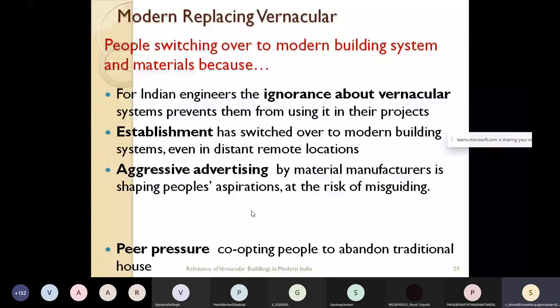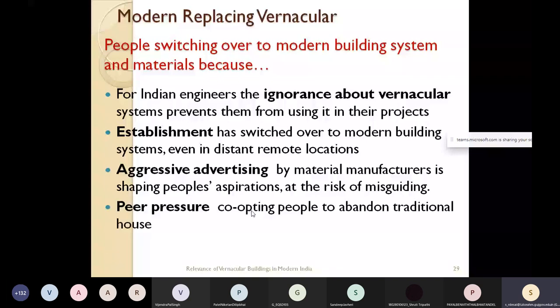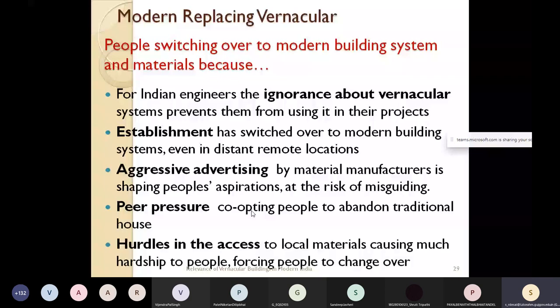And of course, there is peer pressure. We have seen poor people building a so-called pakka house. They borrow money and get into debt. And of course, today with all these new laws which are coming, a lot of them anti-people laws, the access to local materials has been greatly constrained. This is again a hardship to people, which is forcing them to change over.